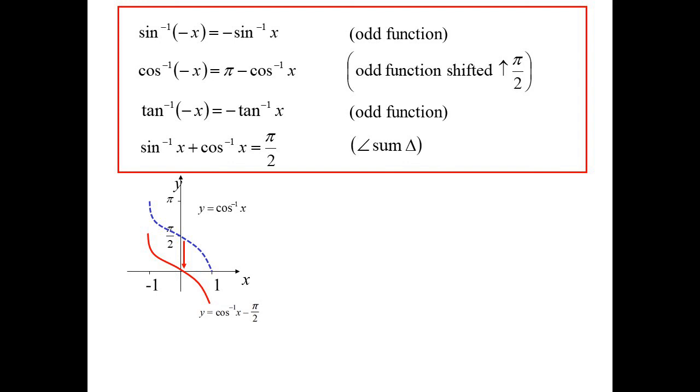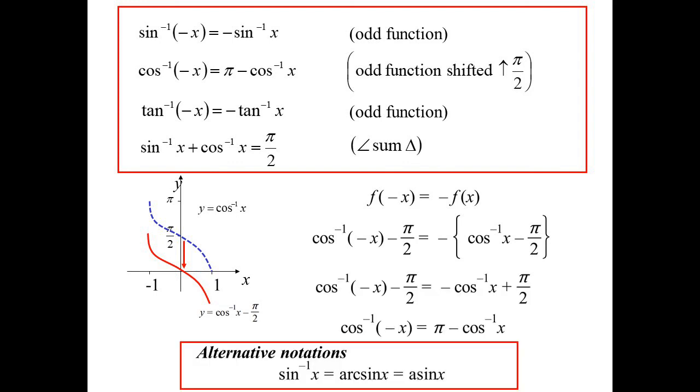And by shifting, we know the equation of that curve would be inverse cos of x minus pi on 2. So that's an odd function. If it's an odd function, then function of negative x must equal negative function of x. So the inverse cos of negative x minus pi on 2 must equal the negative of inverse cos of x minus pi on 2. Playing around with that, we get our result. So that explains why it's a pi on 2 shift, not a pi shift, which sometimes people think when they look at it. It must be a shifting pi, but no, pi on 2.